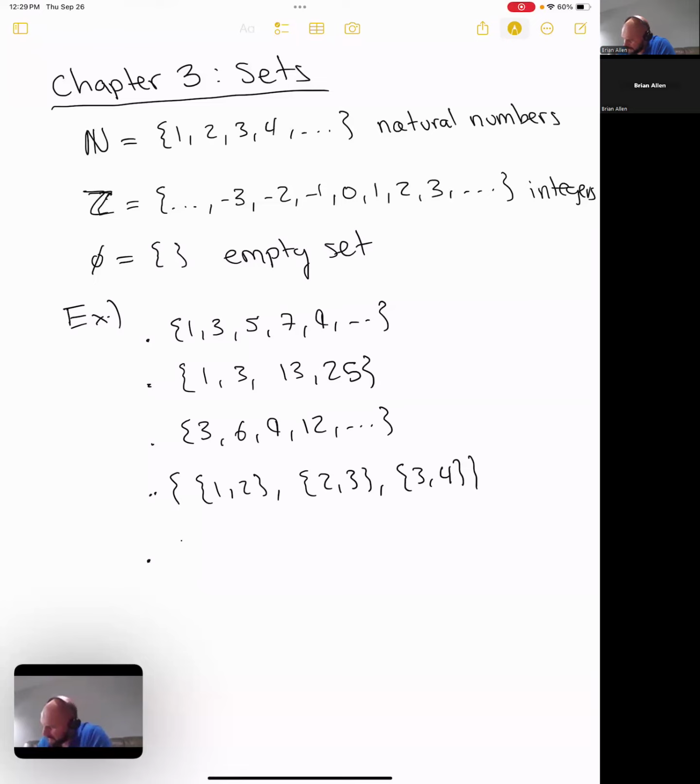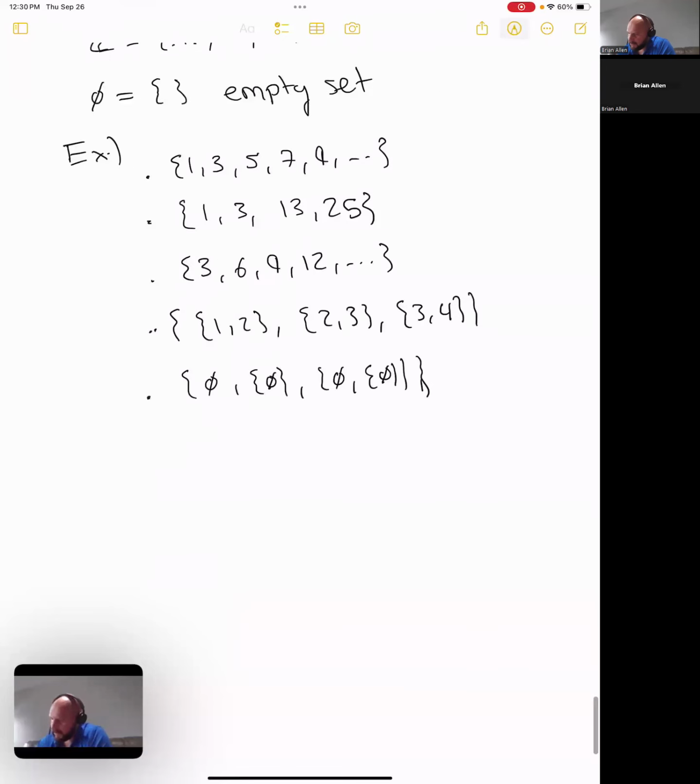And we could do something like the set containing the empty set, and then the set containing the set containing the empty set, and so on and so forth. I'll just stop there. Anyway, those are some examples of sets.